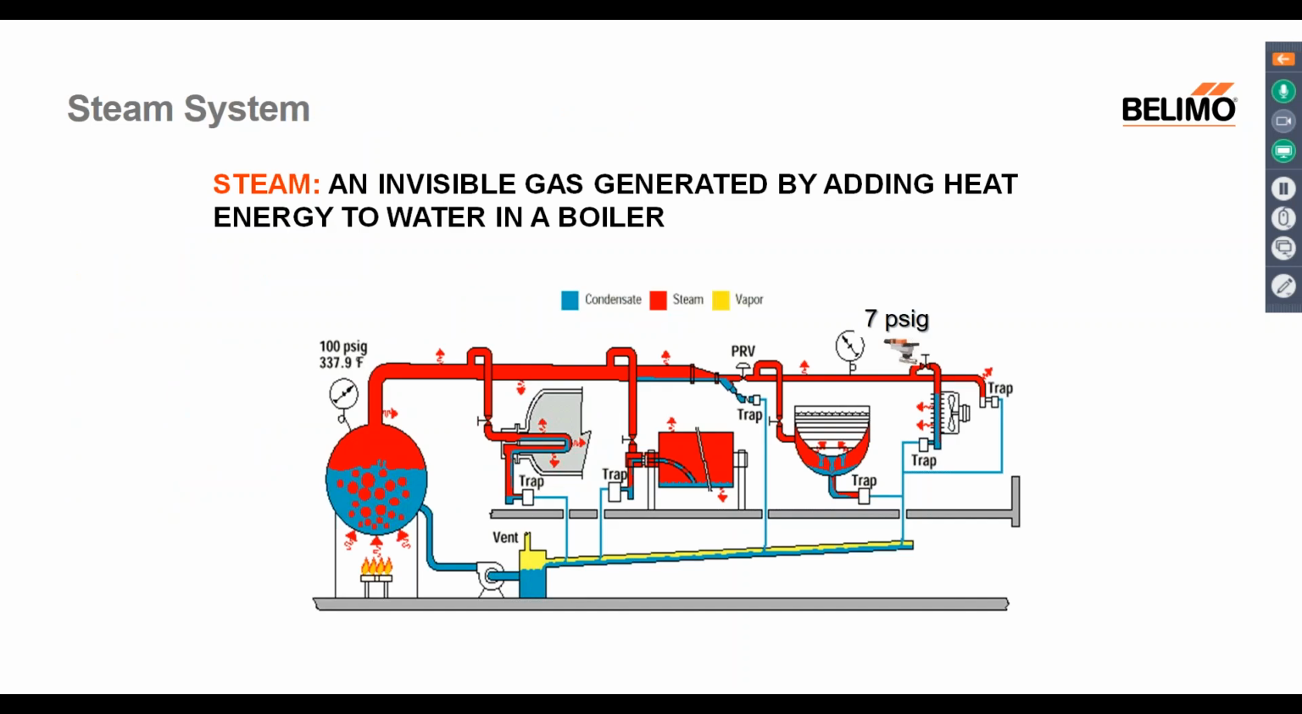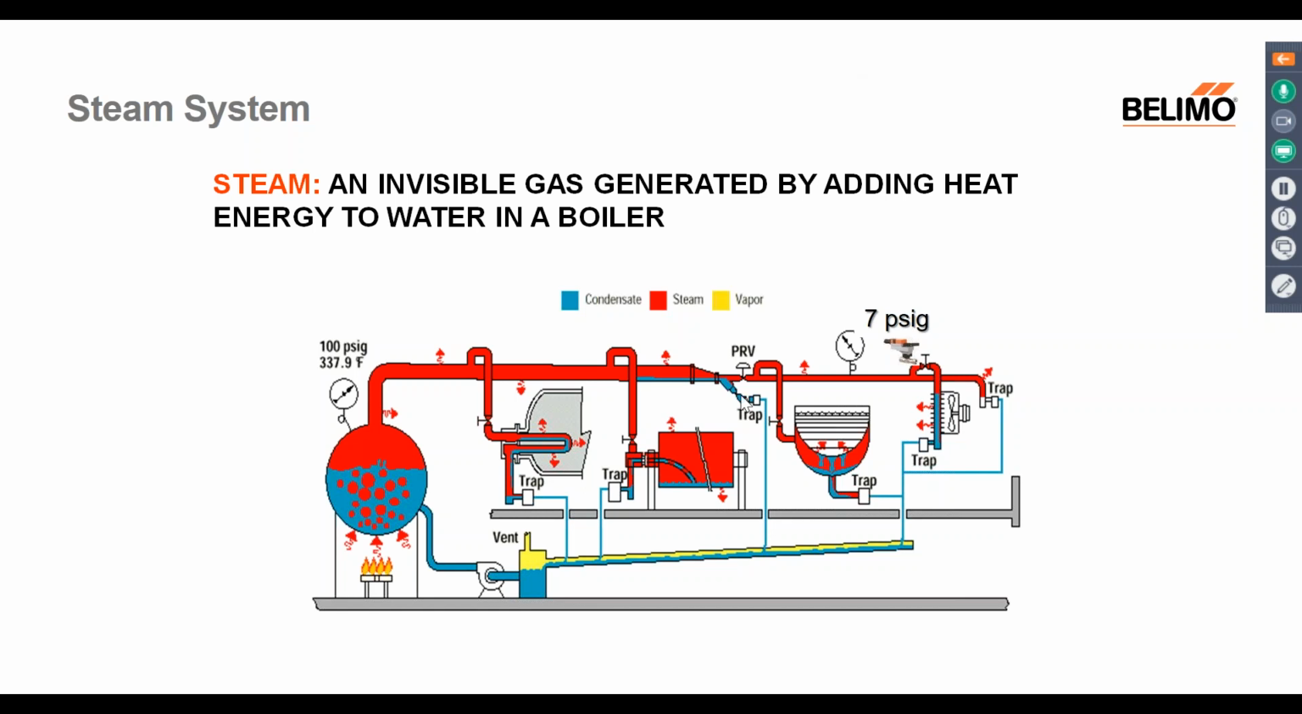So, steam system. We have our boiler, or teapot, on the left of the screen, and it's making 100 psi steam. It's boiling water and making steam under pressure, right? You need to get the temperature and the pressure. You have to pressurize the system.